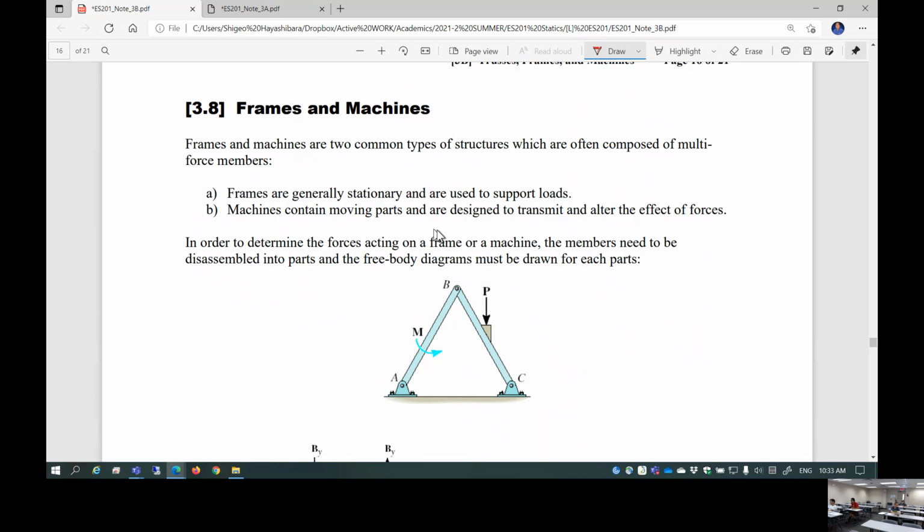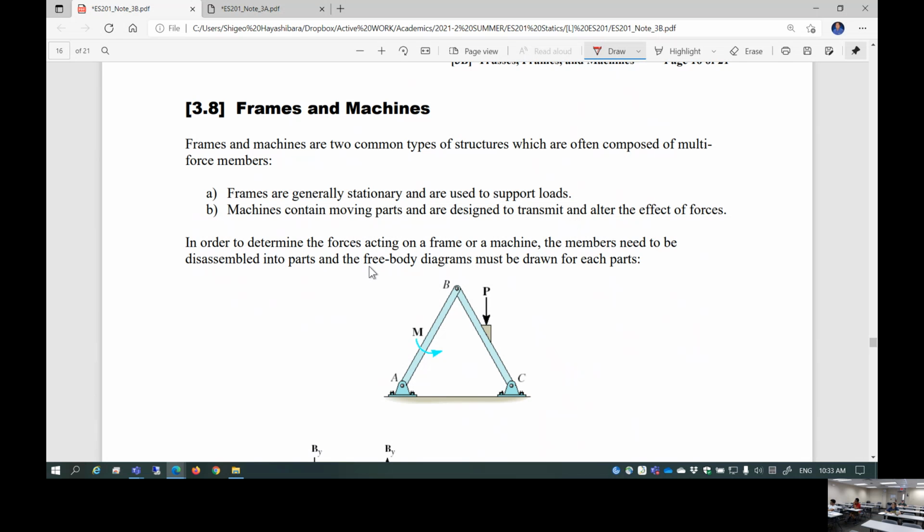This is not a truss at all. So this is much more complicated than a truss. This is called frames and machines. Frames and machines are 2 common types of structures which are often composed of multi-force members. Frames are generally stationary and are used to support loading, of course. Machines contain moving parts and are designed to transmit and alter the effect of forces.